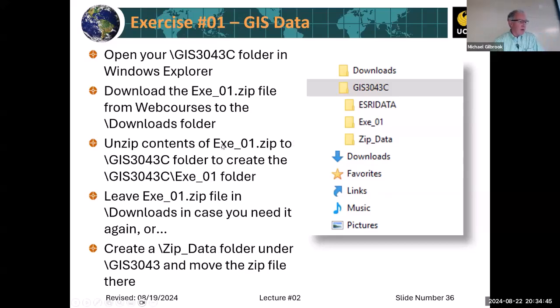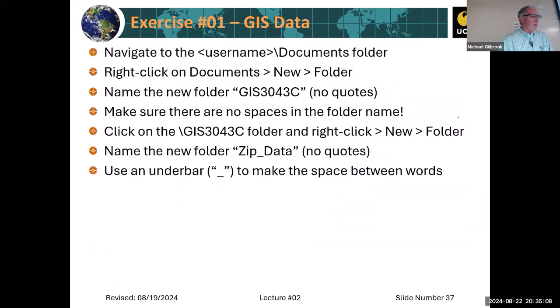Then we're going to download a couple of things from web courses. We're going to download this file called exercise1.zip. There's also one called esridata.zip. We may as well go ahead and get it at the same time. We'll need that later. And we're going to unzip those and put them under your GIS3043C folder. Okay? So that's the plan.